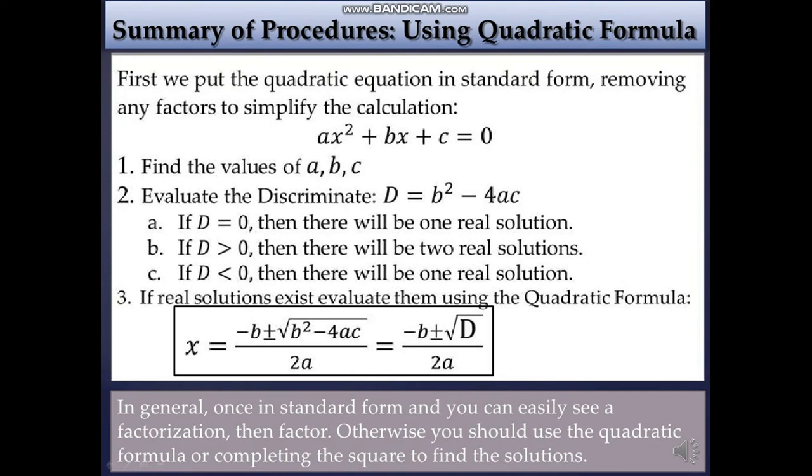If real solutions exist, evaluate them using the quadratic formula. This is the quadratic formula where b square minus 4ac is the discriminant D. In general, once in standard form, and you can easily see a factorization then factor. Otherwise you should use the quadratic formula or completing the square to find the solution.